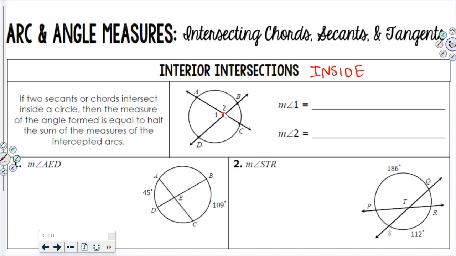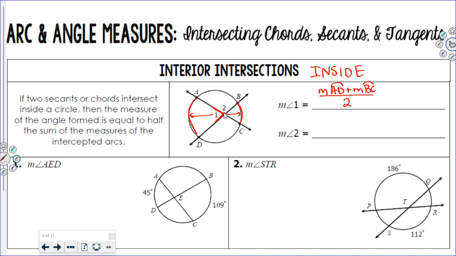As we're looking at this, the key for the inside, so we're looking at measure of angle 1, is pretend you're at angle 1 and you're looking directly in front of you and directly behind you. Those are the two arcs that you're focused on. So the measure of angle 1 is equal to the average. You're going to find the measure of arc AB, look at the measure of arc BC, add them together and divide by 2.